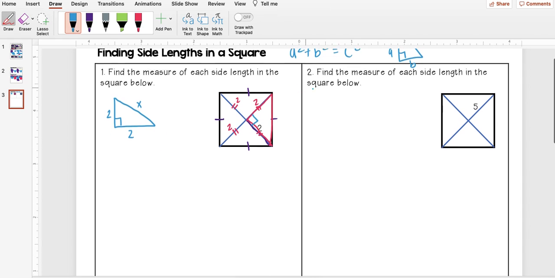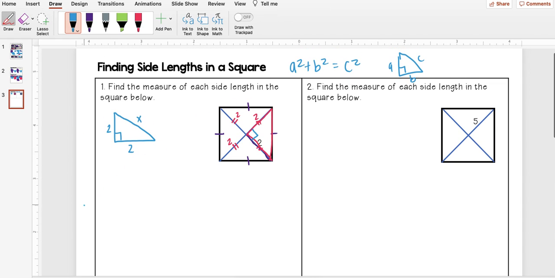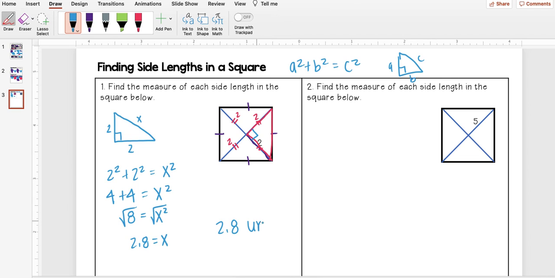So to solve that, I'm just going to plug that into a squared plus b squared equals c squared. So I have 2 squared plus 2 squared is equal to x squared. Well, 2 squared is just 4. 4 plus 4, I get 8. And then when I take the square root on both sides, I get 2.8 is equal to x. So the side length for this square is 2.8 units. I went ahead and just rounded to the nearest tenth.